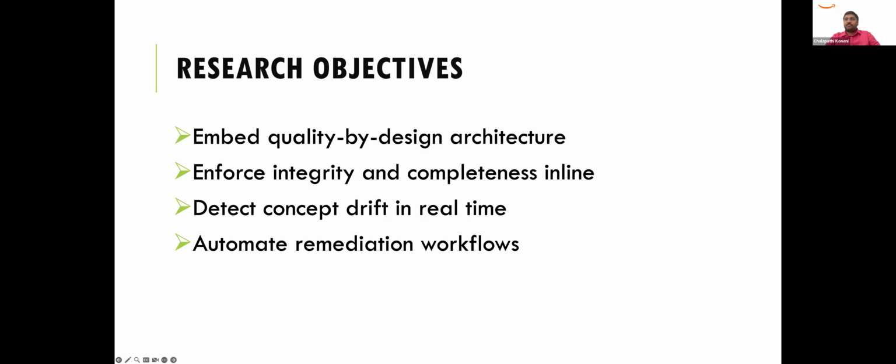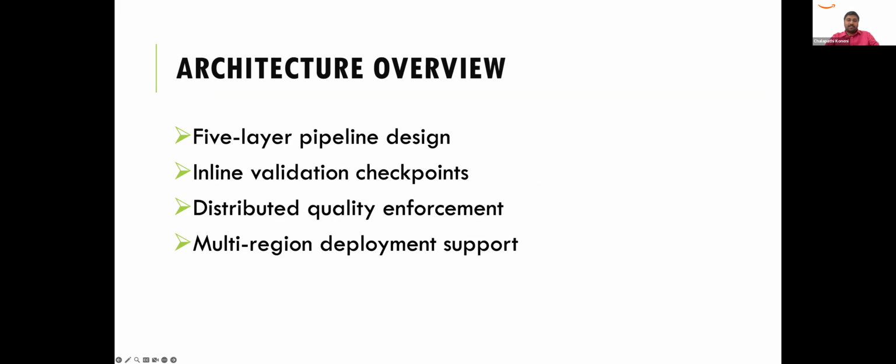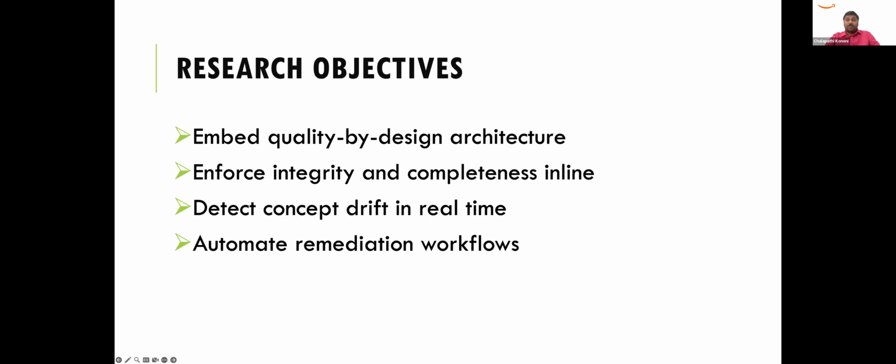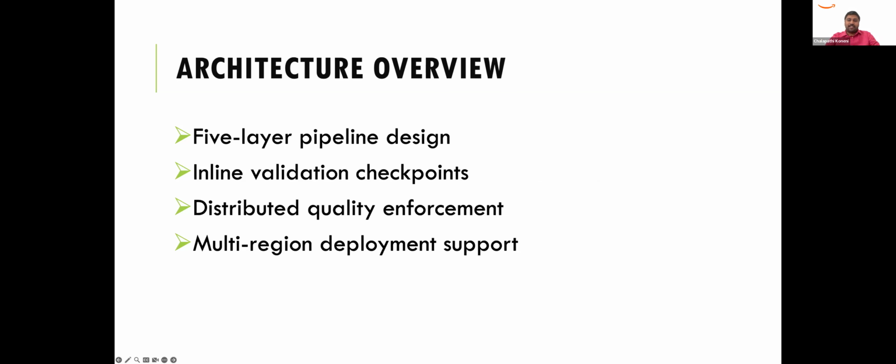So we want to tackle this problem and see how we can embed quality into the inline pipeline itself. The objective is to embed a quality-by-design architecture, enforce integrity and completeness in the inline pipeline, detect drift in real time while the data is flowing, and correct the data on the fly if possible, rather than after an incident happens. The last point is to automate the remediation once the issue is detected inline, and try to remediate the data itself in the remediation workflow.